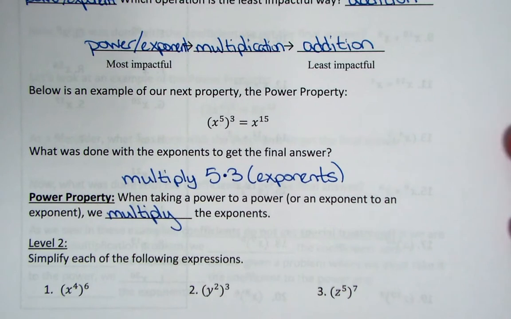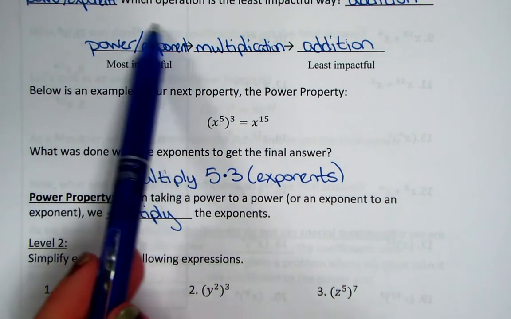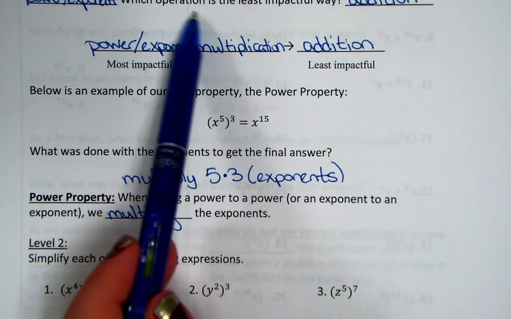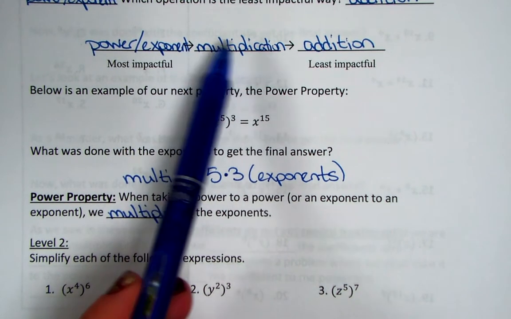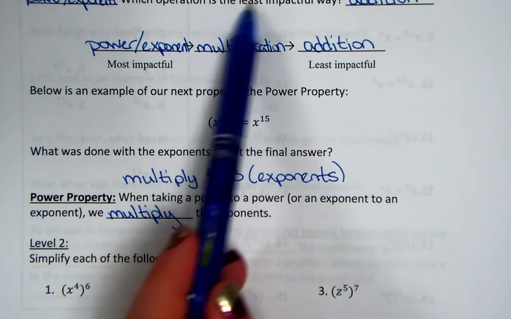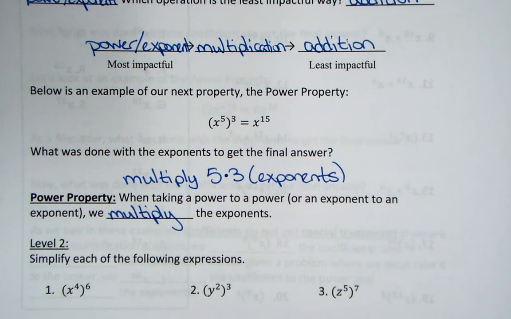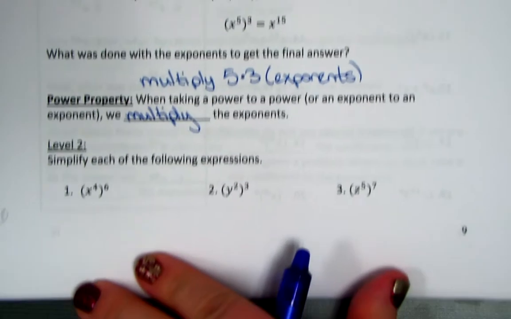So if we look back at our most impactful to least impactful, when we are taking a power of another power, we multiply the exponents. When we are taking multiplication of the bases, then we add the exponents. Let's work through a couple of problems.